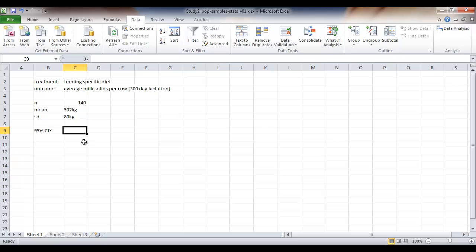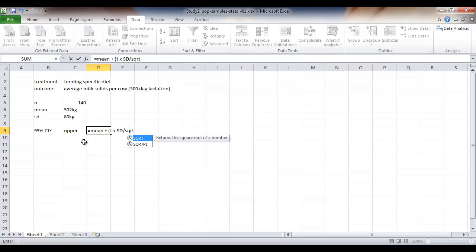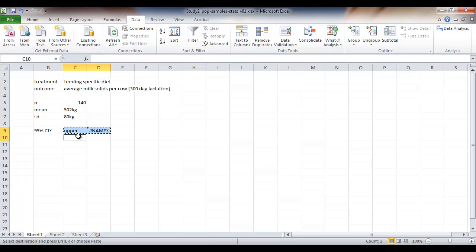The formula being, for the upper, mean plus t times the standard deviation over the square root of the number of animals in the trial. And for the lower, it's going to be the same, except instead of plus, it's a minus. Now, of course, Excel's not going to like it when we put this formula in like this. So we can now replace the words in this formula with the cells where that data is.